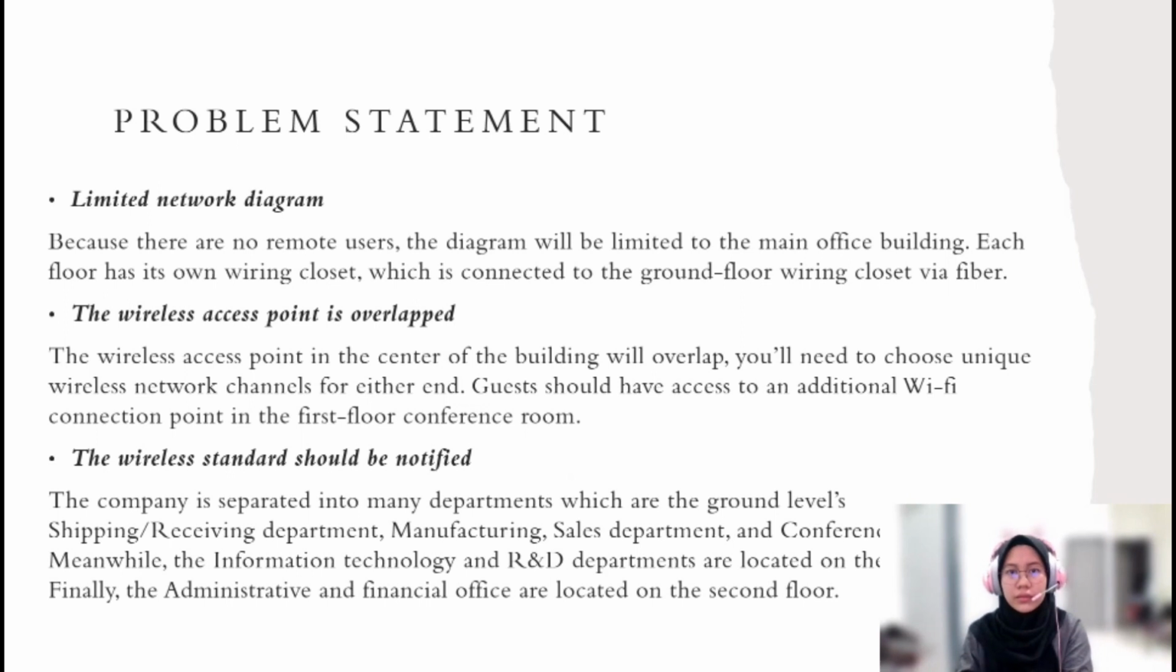The last one is the wireless standard should be notified. The company is separated into many departments, which are the ground level: shipping, receiving department, manufacturing, sales department, and conference room. Meanwhile, the information technology and R&D departments are located on the first floor. Finally, the administrative and financial office are located on the second floor.